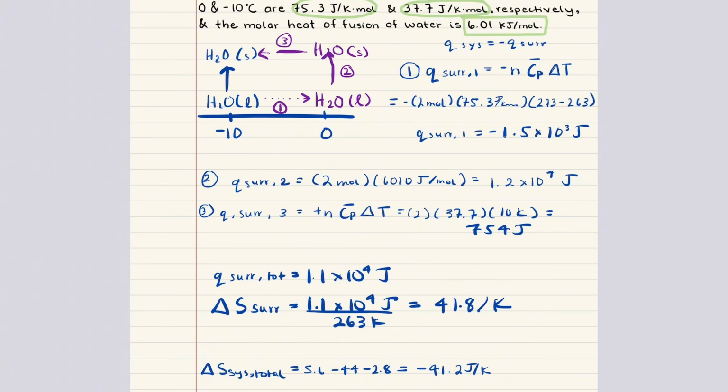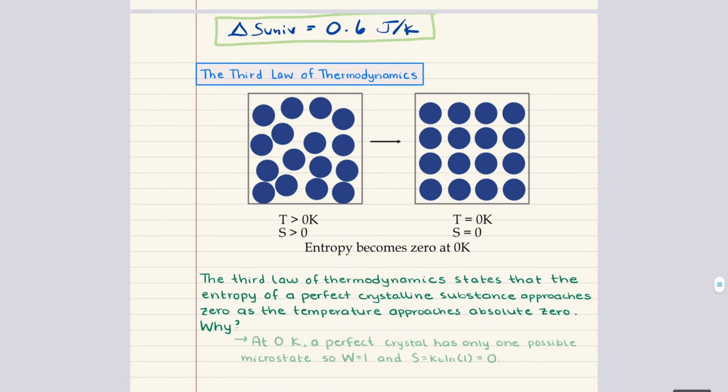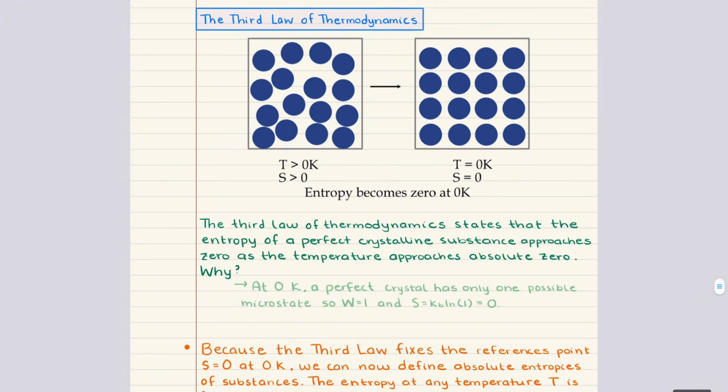Finally, the universe is going to be the sum of system and surroundings. So delta S universe is negative 41.2 plus 41.8, and that is equal to 0.6 joules per Kelvin. And with that, we have answered the problem fully. We are now ready to move into our next objective, where we're going to discuss the third law of thermodynamics.